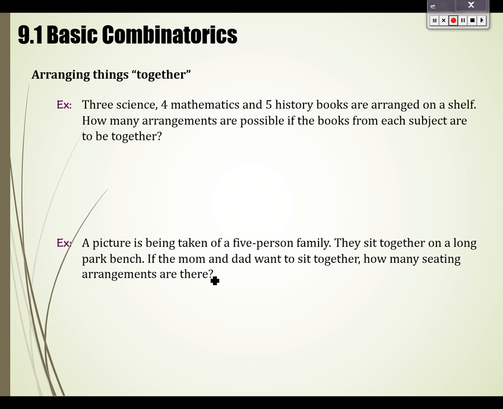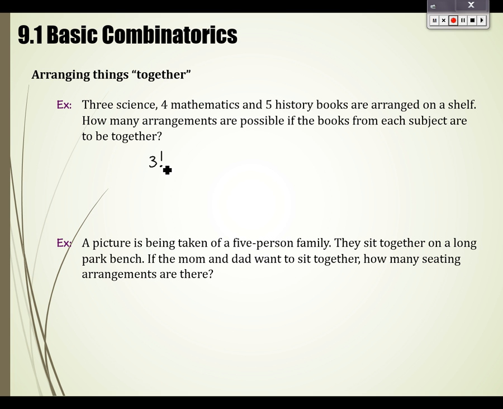So what do we do? I don't know. If you're thinking about choices and trees, my first choice might be deciding where the subjects go first. Am I going to do science, math, history, or math, history, science, or history, science, math? How many ways are there to make that choice? There are 6 ways to do that. Now I'm done with that choice. Now what do I have to decide? Now that I've settled where my labels are on the shelf, science, math, history, now what?